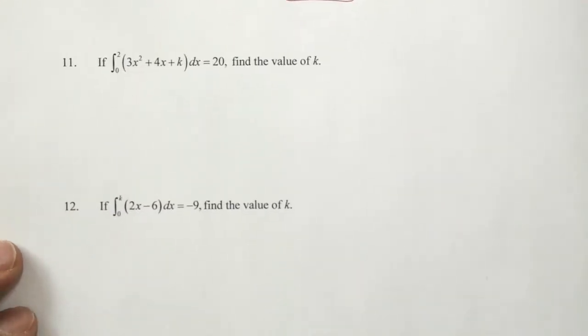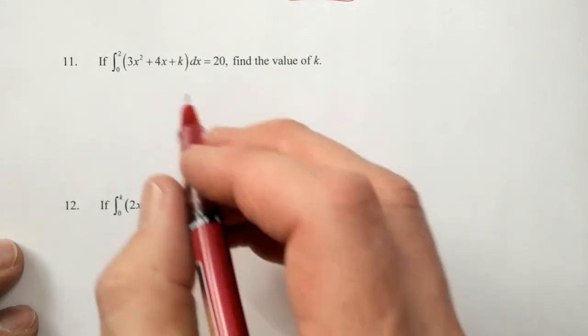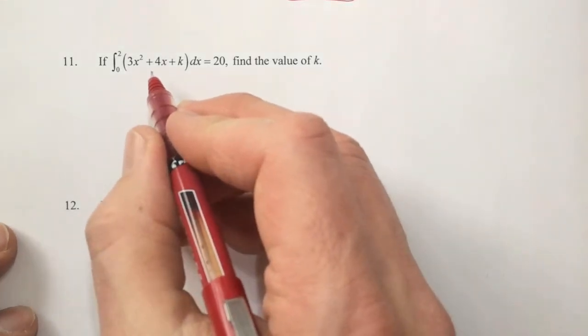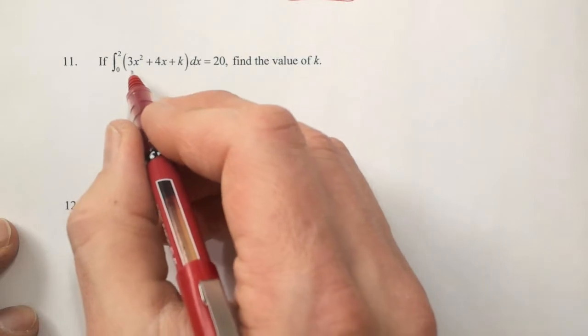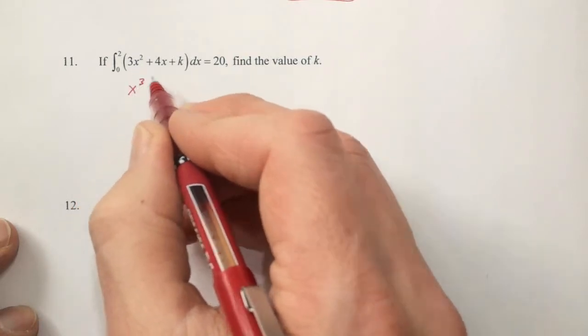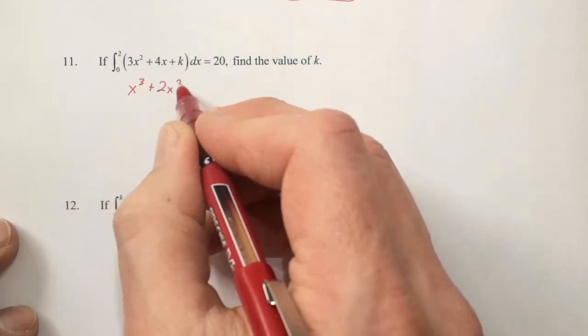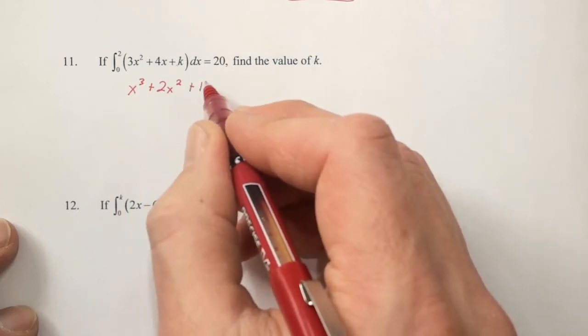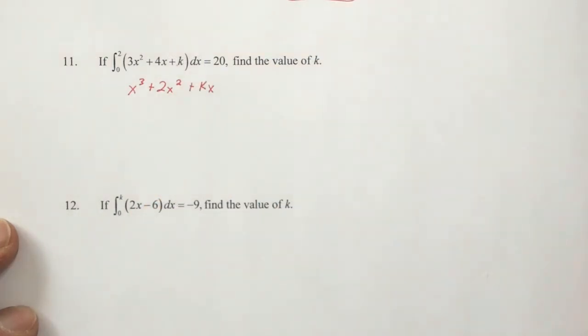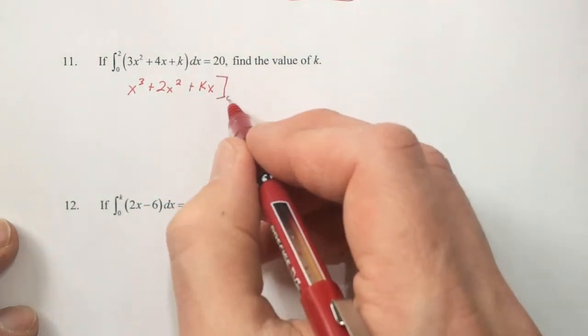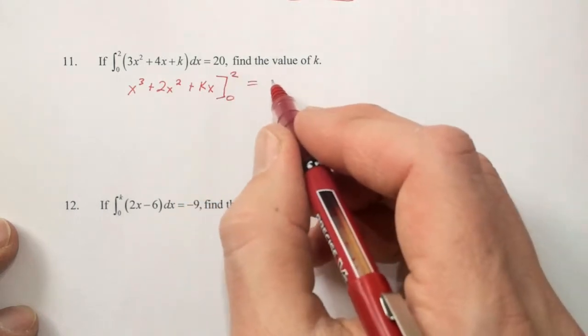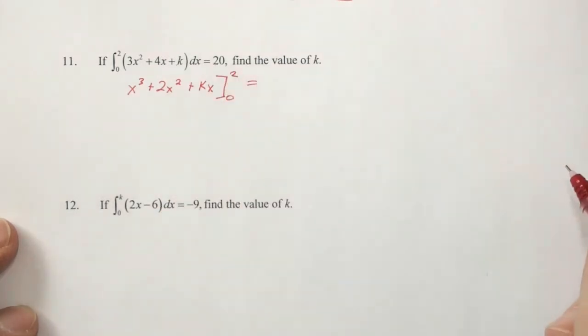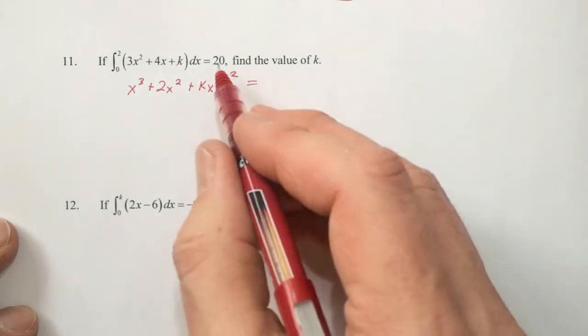With number 11, we have to solve for k. The process is still the same. Take the antiderivative. 3x squared becomes x cubed. 4x becomes 2x squared. K is a constant, so it antiderives to kx. This is being evaluated from 0 to 2, and we know that it will be equal to 20. I'm not going to write it yet. We will in a moment.